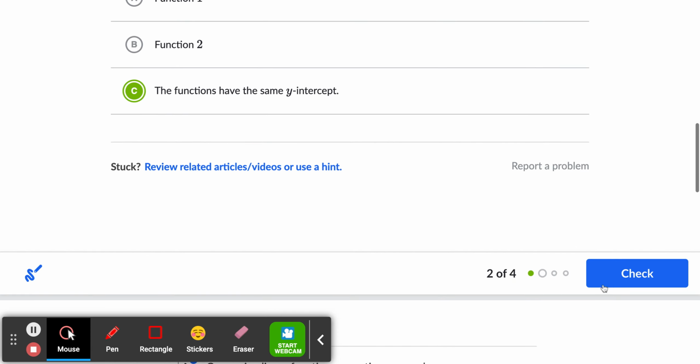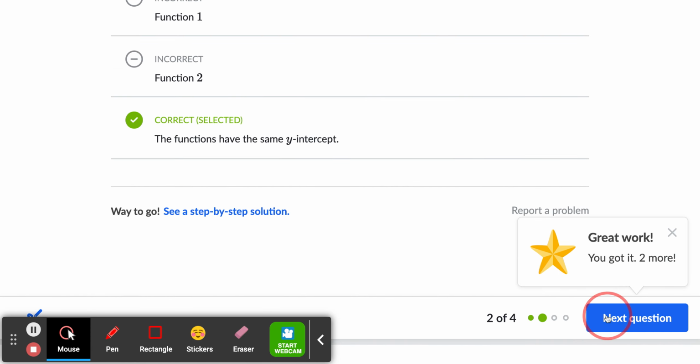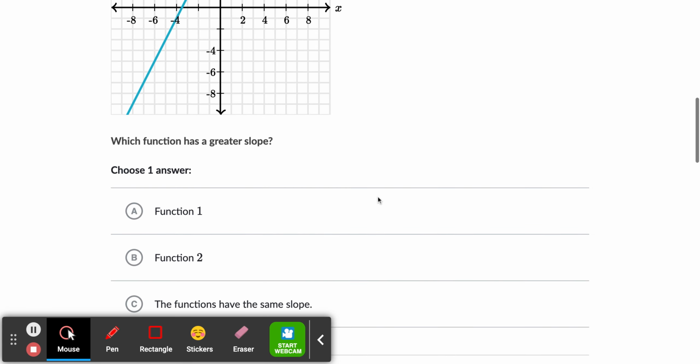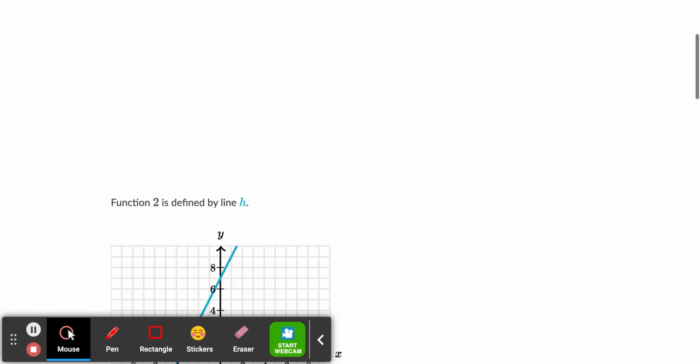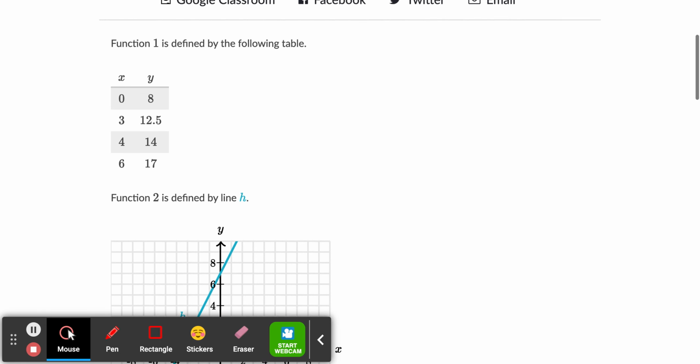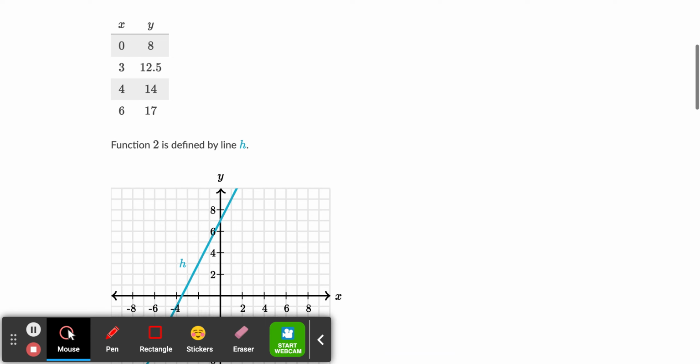Let's see if we can get an example with some slope comparison here. Okay, so here's a good one. I kind of started at the bottom. That's where my screen was. Which function has a greater slope? So let's go to the top now. Function 1 is represented by the table. Function 2 by the graph.